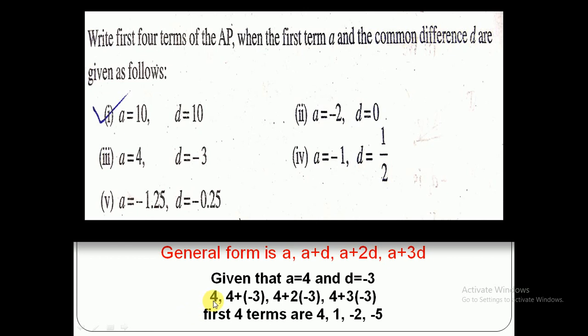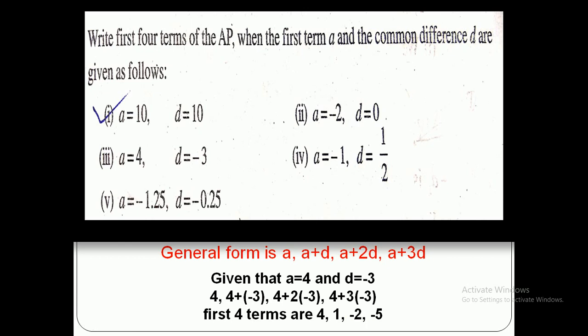Now the first term is A. So the first term is already clear: A is equal to 4. And to get the second term, we have to take the relationship A plus D: 4 plus of minus 3. So you will get the answer 1. The second term is 1. And the third term, A plus 2 into D: 4 plus 2 into minus 3, that is minus 6. 4 minus 6 is minus 2. So the third term is minus 2.